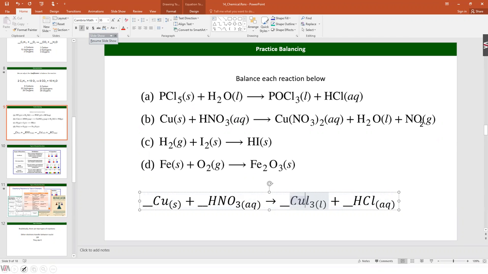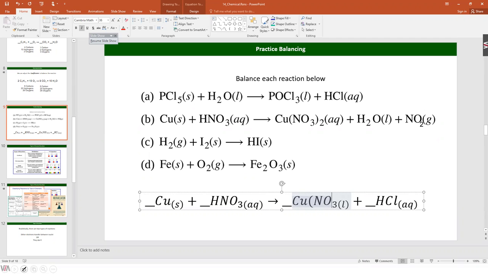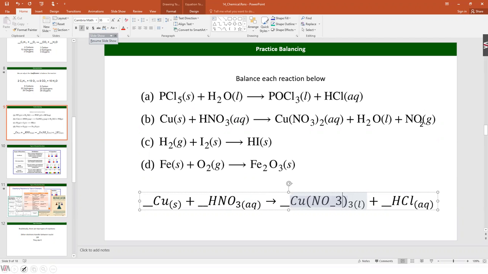Let's see. It's fun for me to try and remember all my keyboard shortcuts. Three, two, aqueous, and H2O.